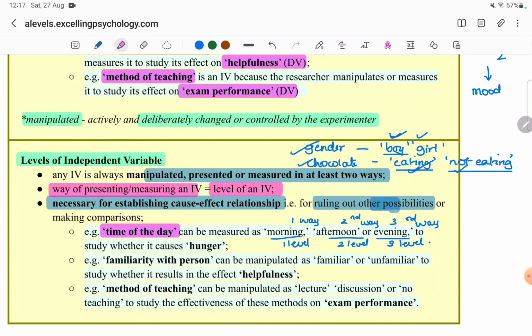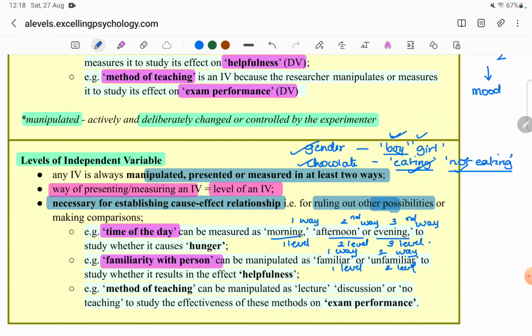Another independent variable that we took as an example was familiarity with a person. A researcher could measure how familiar someone is with another person as either familiar, so that is one way of measurement. Another way is unfamiliarity. So familiarity is one level and unfamiliarity is another level.